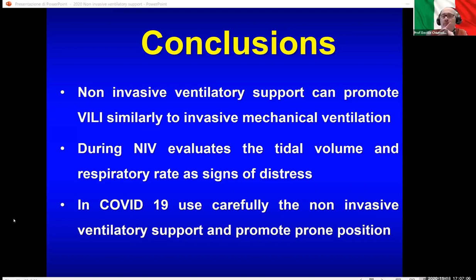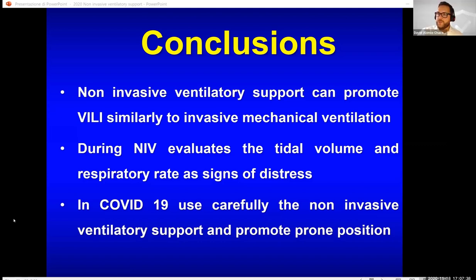The problem is not to improve the oxygenation. Of course, oxygenation is important, but the problem is to avoid patient self-inflicted lung injury. So we have to recognize the possible high inspiratory effort, and these are the patients that we can treat in the early phase by using CPAP or pressure support. So the goal is to reduce the work of breathing and relax the patient.